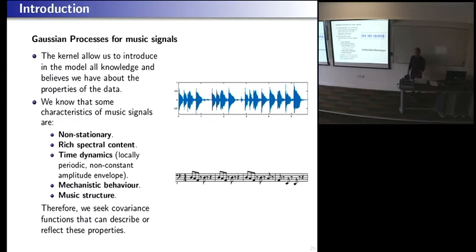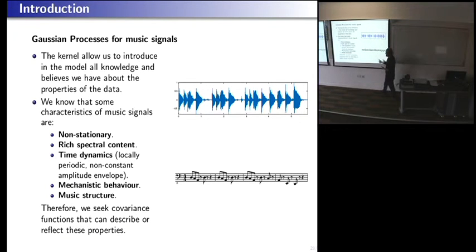As I said before, the kernel allows us to introduce in the model all the knowledge and belief we have about the properties of the data. And we know that some characteristics of music signals are that they are not stationary. That means that the way the observations relate to each other depends on time, or changes in time. We don't have the same behavior in one section of the audio in comparison with another, depending on which note or instrument we are playing or using.